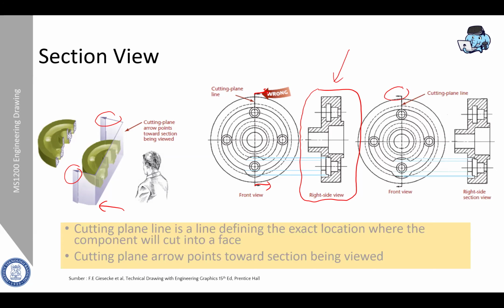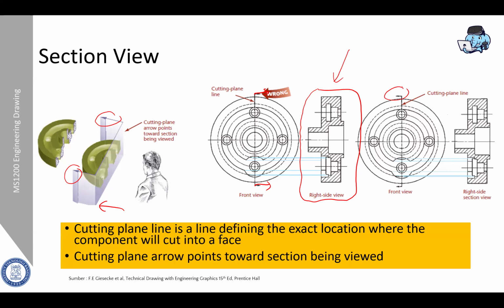So the cutting plane line is a line defining the exact location where the component will cut into the face. This is the cutting plane line. It shows the exact location where the component will cut into the face. The cutting plane arrow points towards the section being viewed, as I already explained earlier.